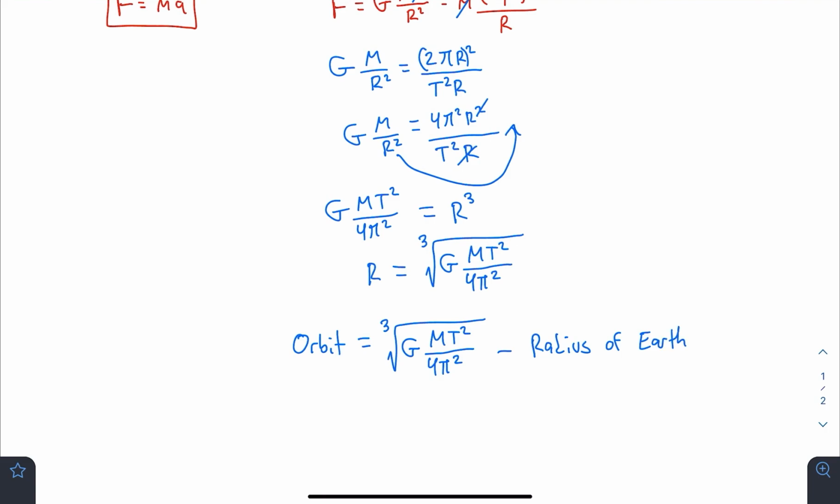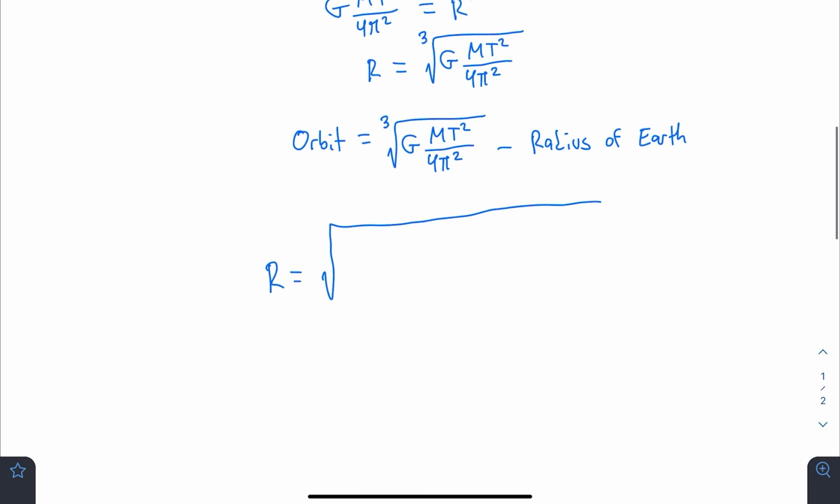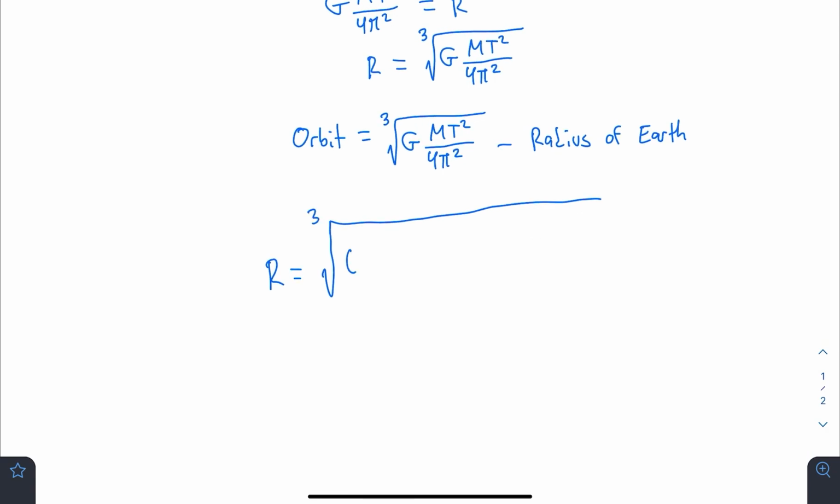Because it's not expected that you have memorized the gravitational constant and the mass of the Earth and the radius of the Earth. But for the sake of this problem, I'll write those out and we can get an actual number as a concrete answer. And so we have that our radius is equal to, and I'll plug in some numbers here for us. It's going to be a nice big equation.